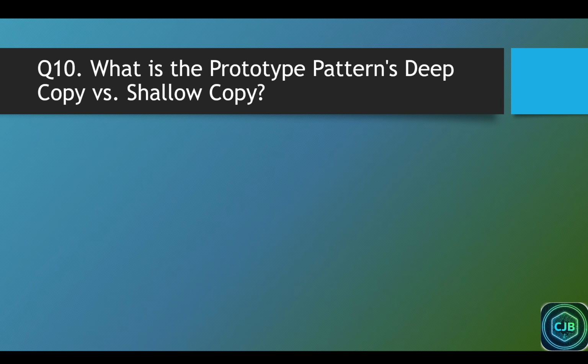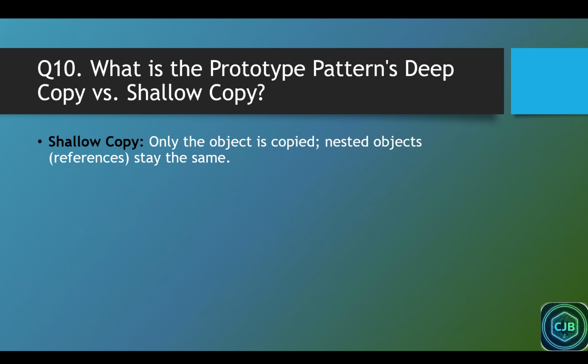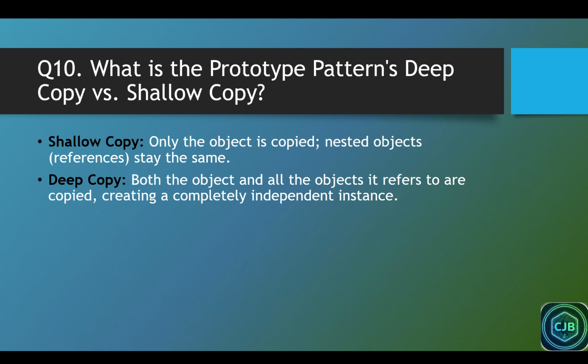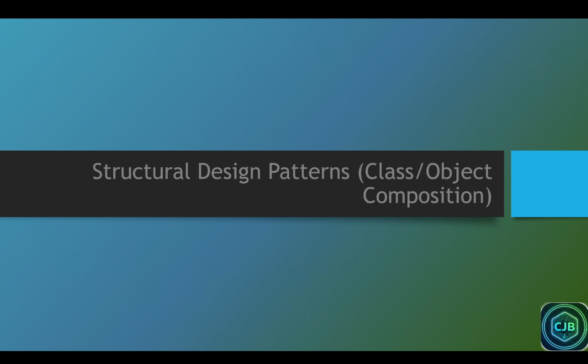What is the prototype pattern deep copy versus shallow copy? Shallow copy, only the object is copied, nested object references stay the same. Deep copy, both the object and all the objects it refers to are copied, creating a completely independent instance.